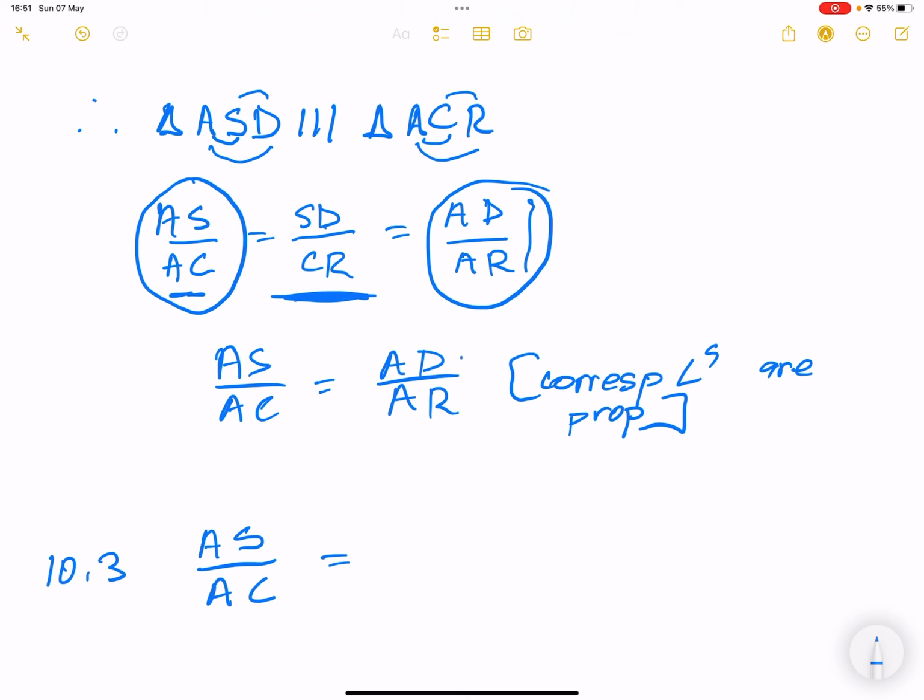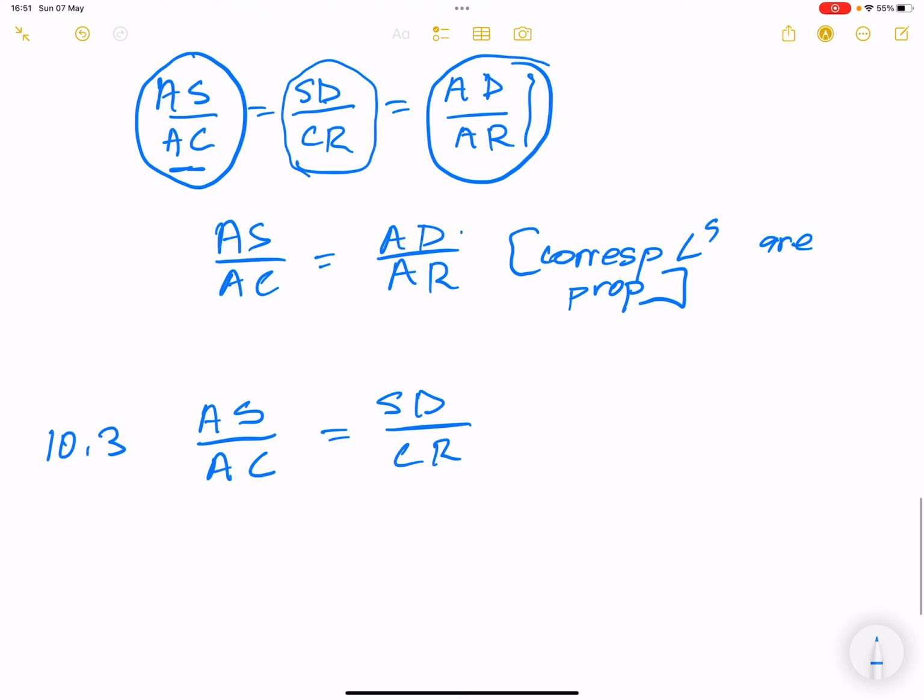And remember, this is equal to AD over AR, but in this case, I'm not going to use that one because I see there's a CR there. In fact, there's an SD rather. So I'm going to take this one here, right? So I'm going to say SD over CR.